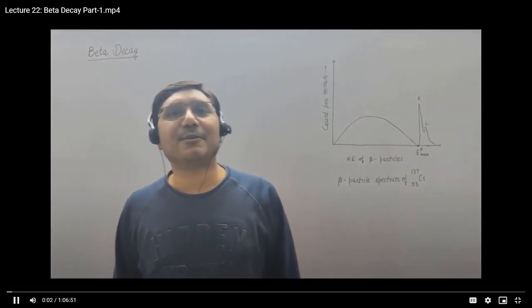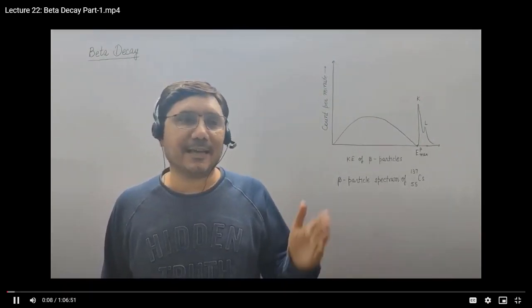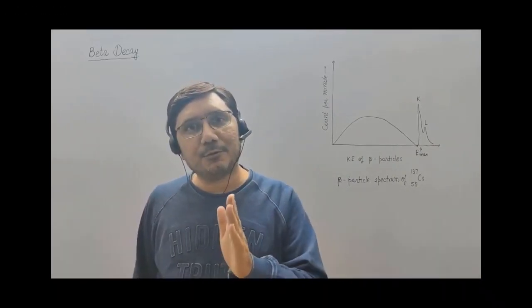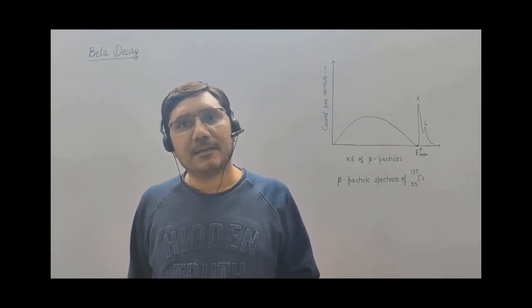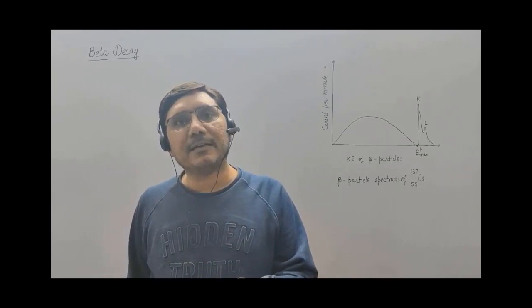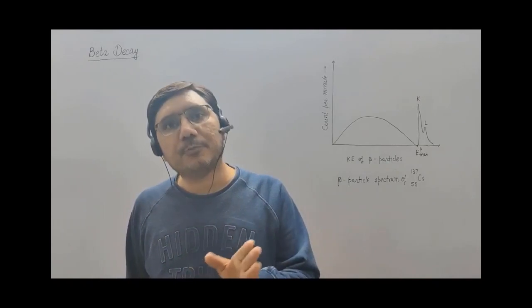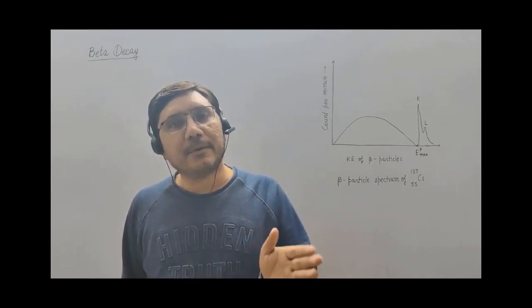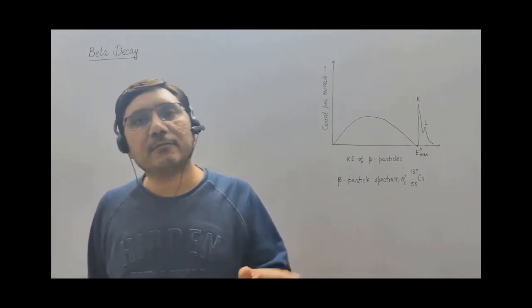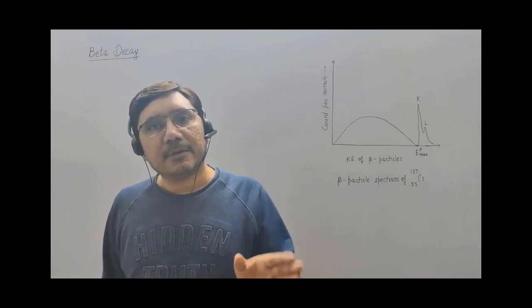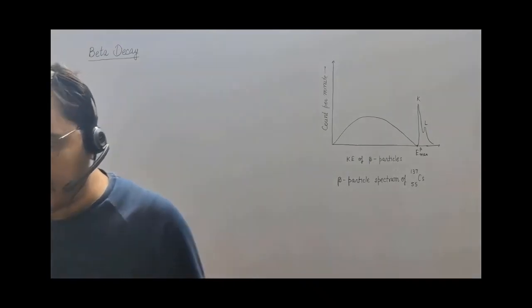Hello students, today we are going to discuss the beta decay process. First we discussed the alpha decay process, now we are moving to beta decay. Beta decay is a radioactive decay process in which beta plus and beta minus particles are emitted. Basically, beta plus is a positron and beta minus is an electron. The processes in which radioactive nuclei emit a beta plus or beta minus particle are known as beta decay processes.